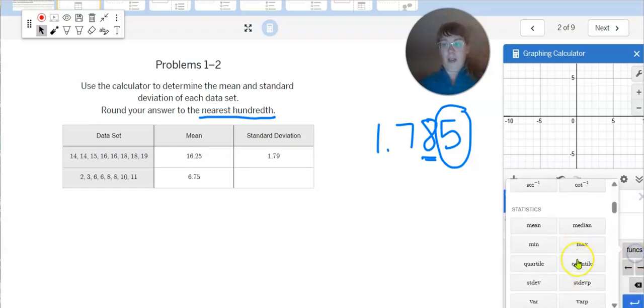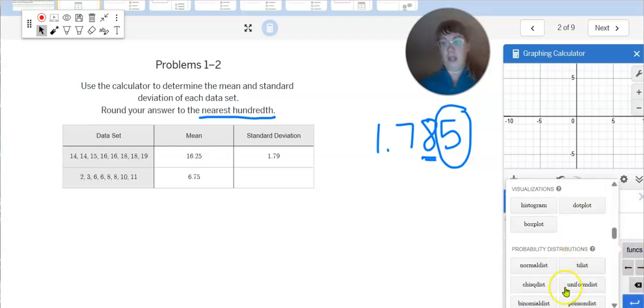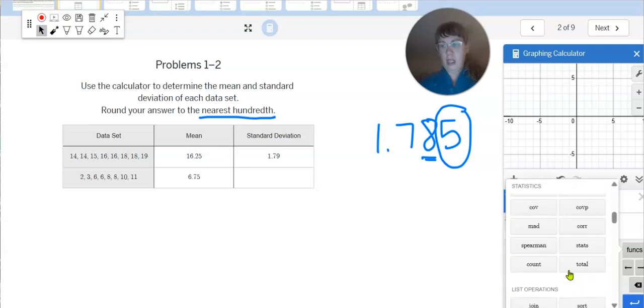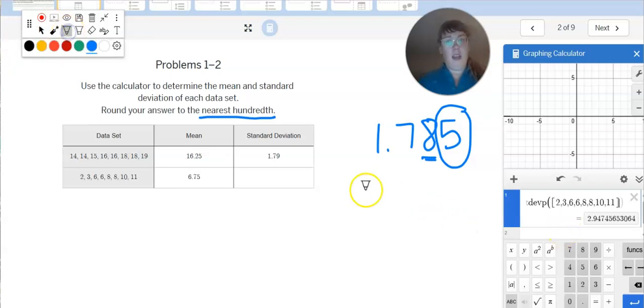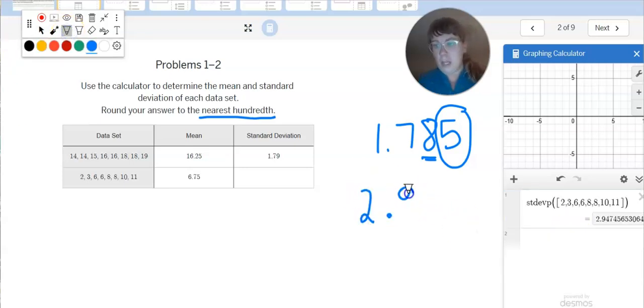And then we find our function for standard deviation. P, where are you? There you are. And plug in this data set. 2, 3, 2 6s, 2 8s, a 10, and an 11. And then close the bracket. And we get 2.954 7. So we want two decimal points.